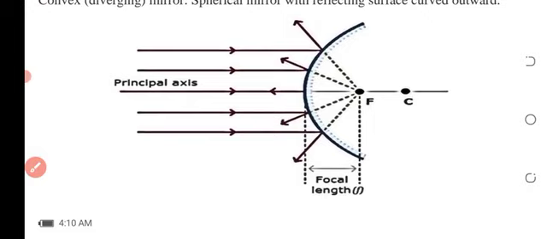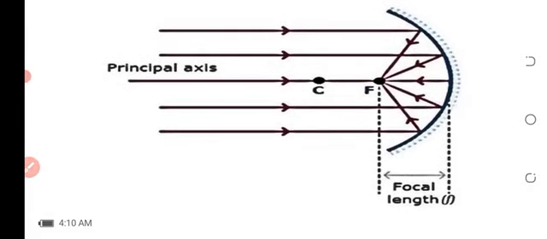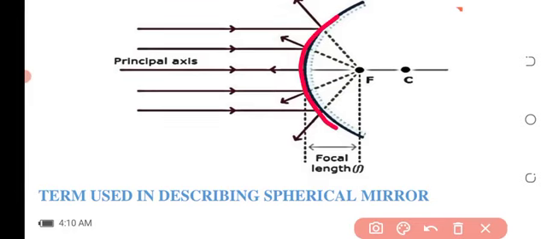and it is the same thing in a convex mirror, but the only difference is that the focus of the concave mirror is at the front, on the same side as the reflecting surface of the concave mirror, while in the case of a convex mirror, the focus is on the opposite side of the reflecting surface. As you can see, this is the reflecting surface and this is the focus. That is why the focus of a convex mirror is always negative, while that of a concave mirror is positive.